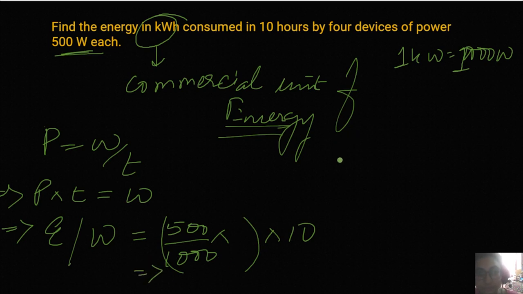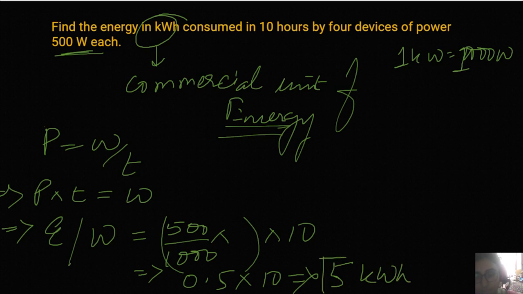So this will be 0.5 into 10, or 5 kilowatt hour. And since there are 4 devices here, we obviously have to multiply this by 4. So 20 kilowatt hour, very simple.